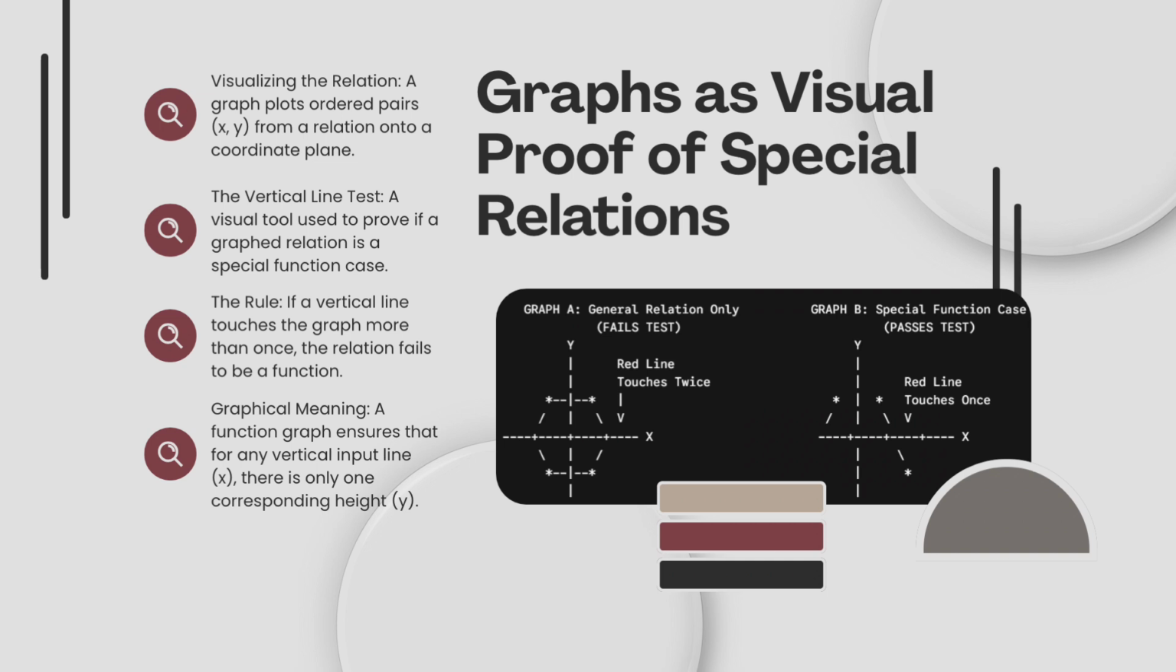Now look at graph B on the right. This smooth, wavy curve represents our special function case. No matter where you decide to slide a vertical line across this grid, it will only ever cross the curve at one single point at a time. This gives us instant, undeniable visual proof that every input has exactly one output, making this graph a true visual function.